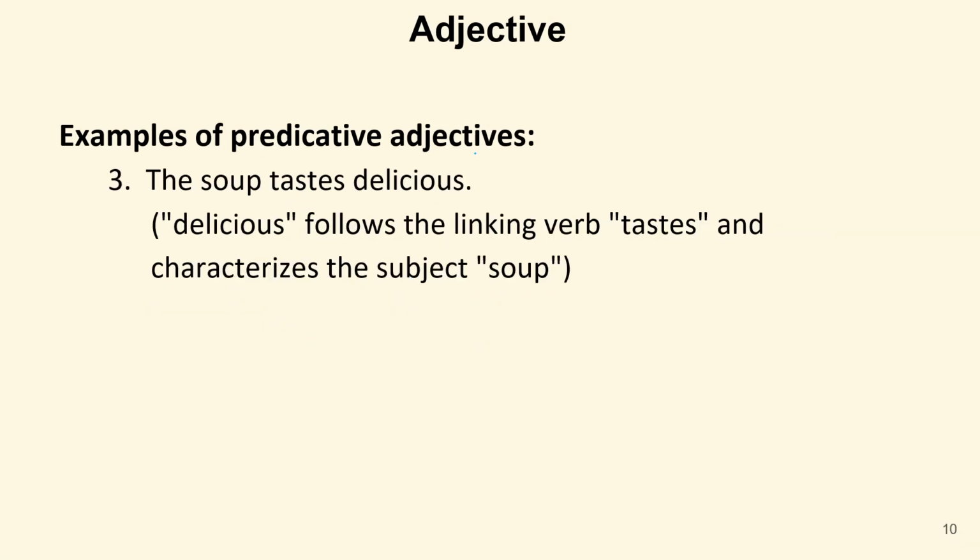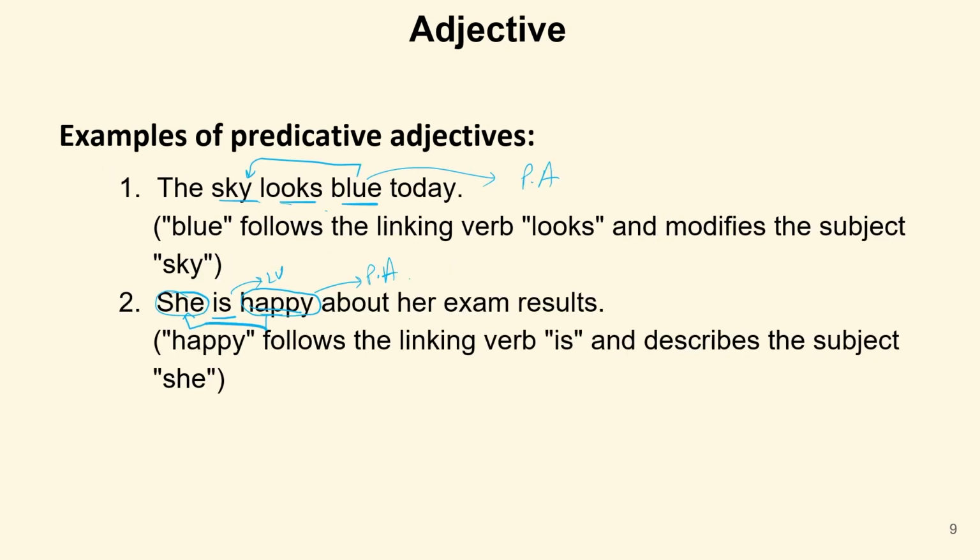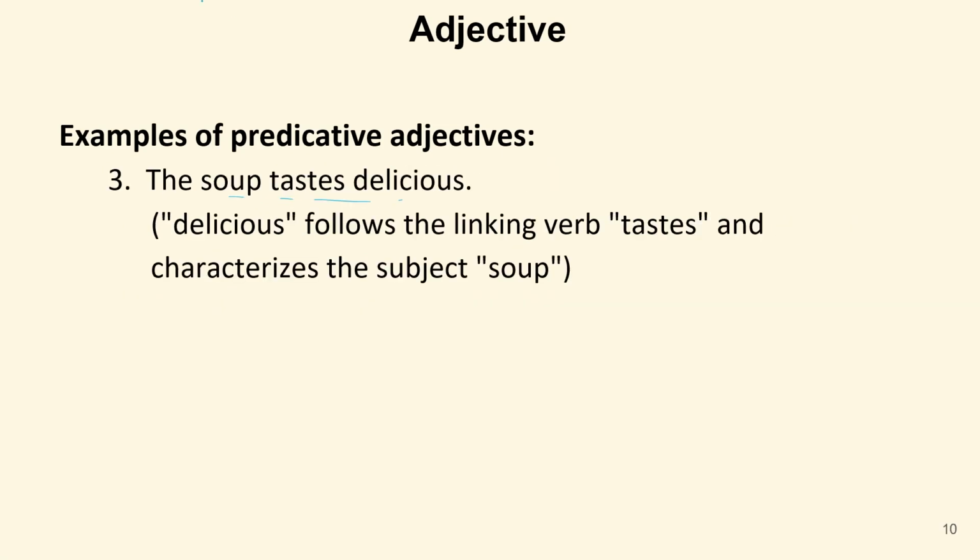Now, some more examples of predicative adjectives. The soup tastes delicious. This is one more example. Now, delicious has been used for the soup. So soup is a noun, tastes is a linking verb, and delicious is an adjective that has been used for the soup. So again, this is a predicative adjective.